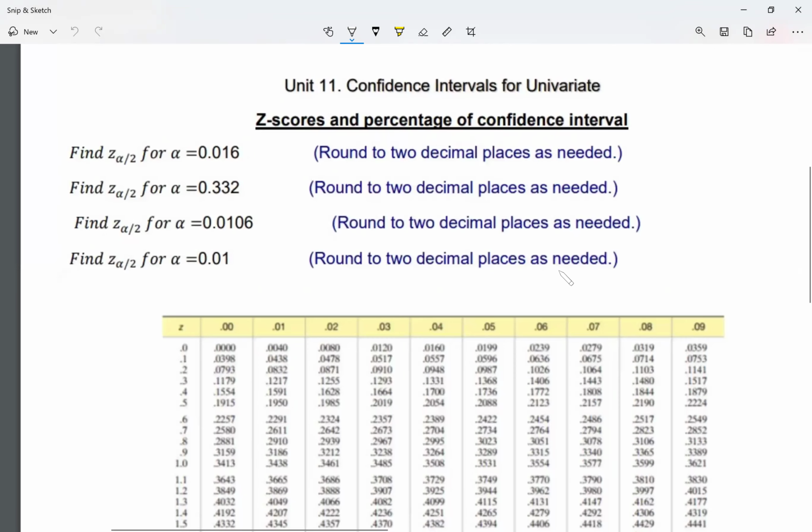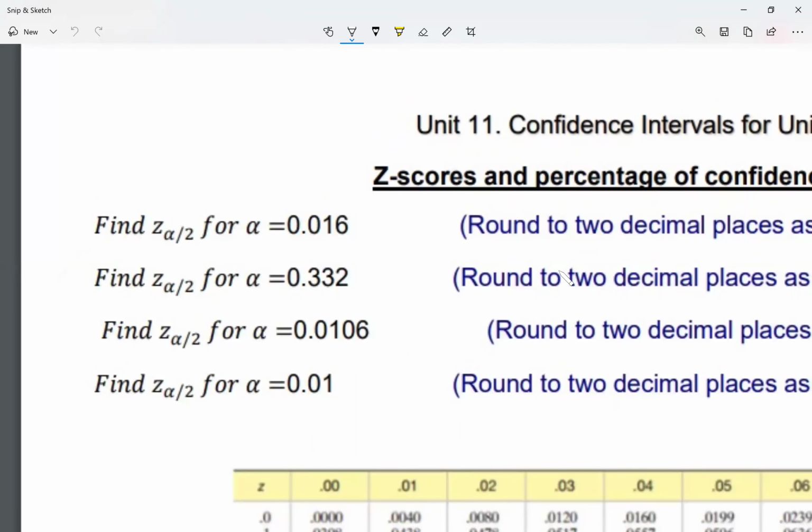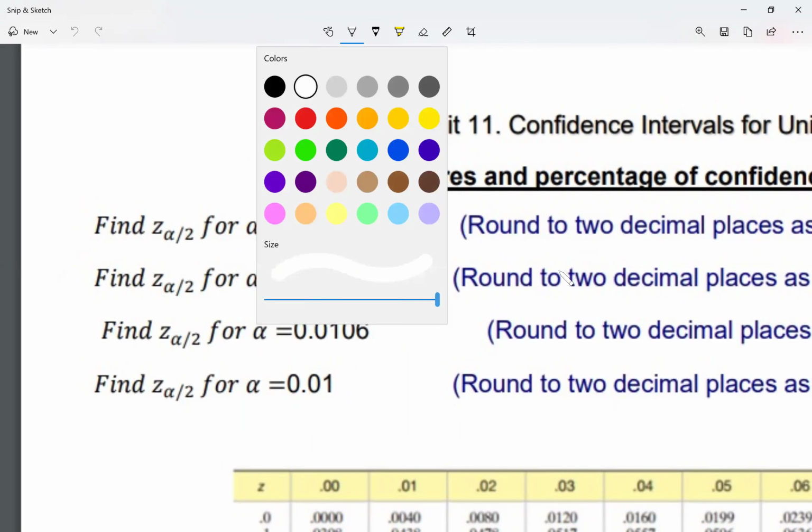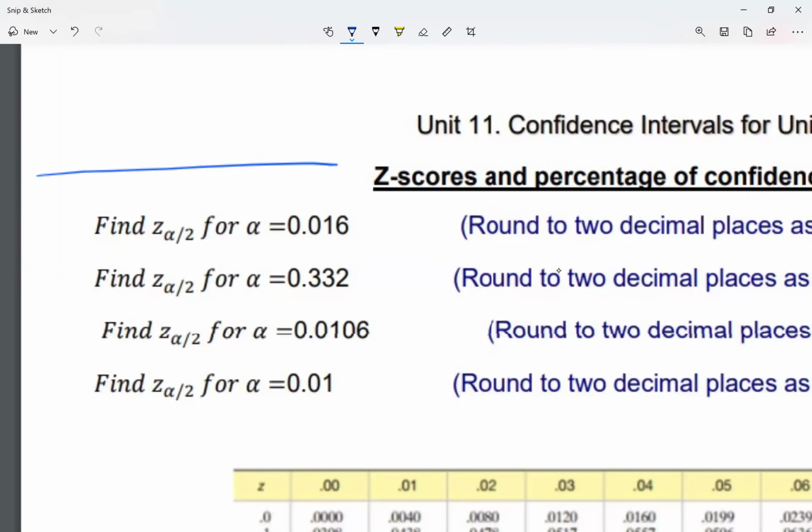So here we're going to find the C-score for alpha divided by 2. For alpha, it is equal to 0.016. Now looking at our normal distribution, we've been dealing with normal distributions for a while. Let's say I had my graph like this. We're familiar with this, and we're familiar with the average somewhere in the center. And then we know the area under the whole graph is 100%.